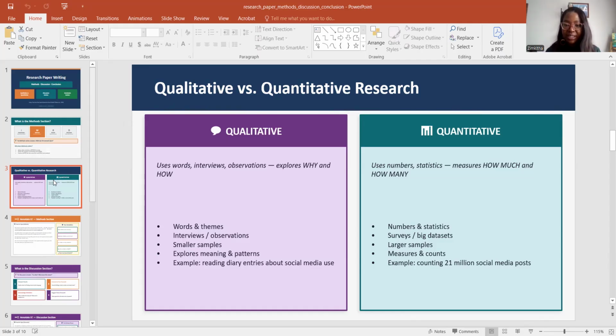So you look at larger samples, you measure and you count, all right? And usually with quantitative, you do it through surveys, much easier. So things such as Google Form, SurveyMonkey, you go through databases, you look at the entire population. So it's not going to be something that is small. You're not going to sit down and interview them. No, you just want to find statistics and numbers. That is quantitative. So you want to look at how much and how many.